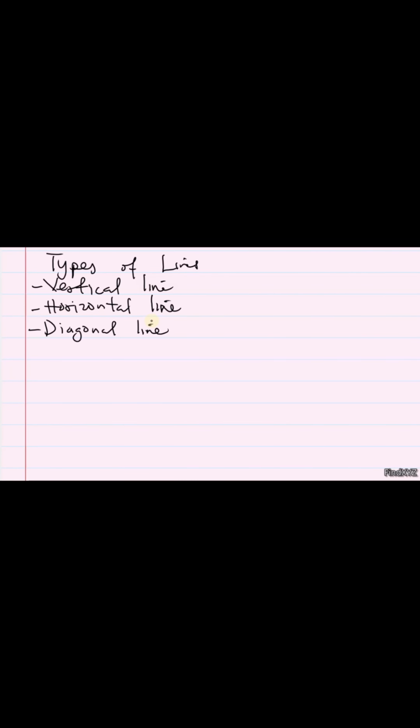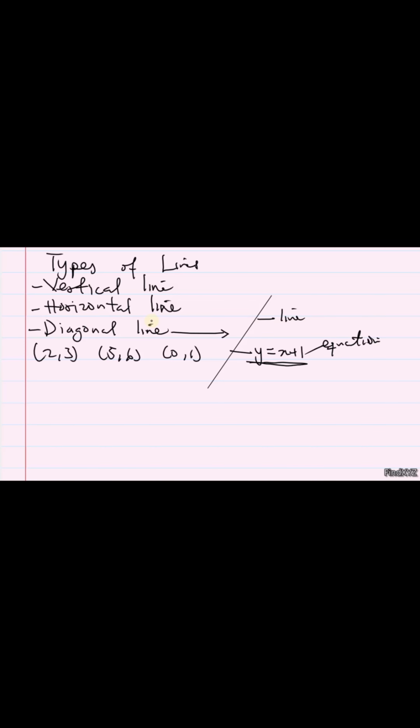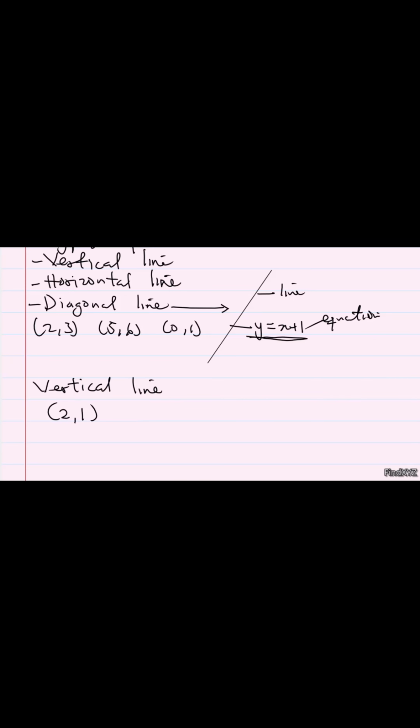The first example we did, which was 2,3, 5,6, and then 0,1, we're able to get this type of line, which is a diagonal line, and the equation was y is equal to x plus 1. This is the equation, and this is the line. Now this type of line is the diagonal line. Let's look at vertical line. We are going to use these 3 coordinates to explain a vertical line. 2,1, 2,5, 2,3. What is the relationship between these 3 points?